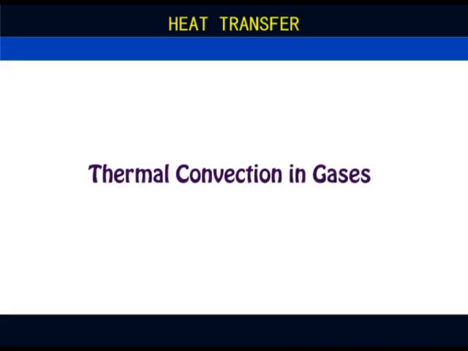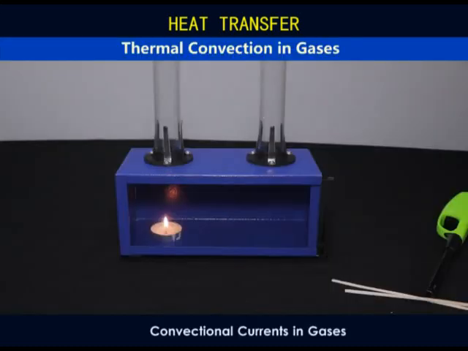Next, thermal convection in gases. Now, consider this box with two chimneys and a transparent window on one side. A burning candle is also placed below one of the chimneys. As we have seen in liquids, a convectional current will be set up between the inside and the outside of the box.